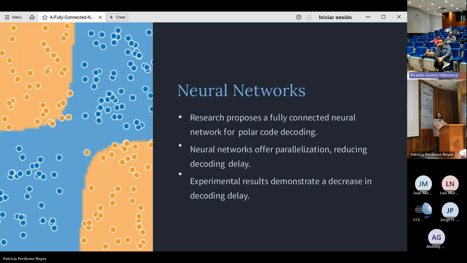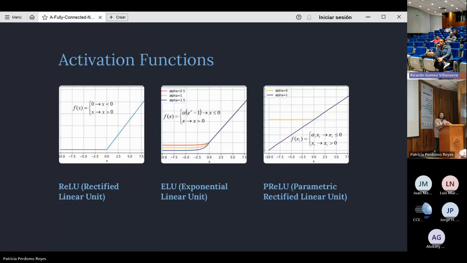Every artificial neuron performs a linear regression, which depends on the trainable parameters and the input data. Then it passes it through a non-linear activation function to create complex decision boundaries. In other words, the choice of the activation function strongly impacts the accuracy of the neural network. Now I'm going to show the activation functions that we consider in this work.